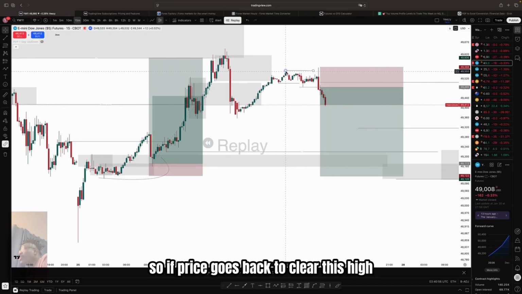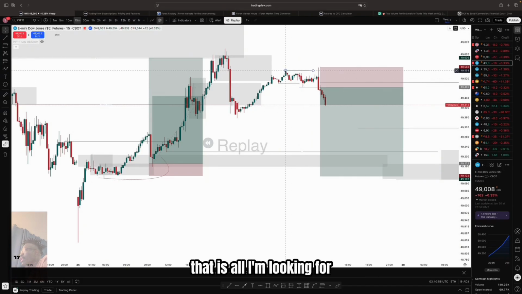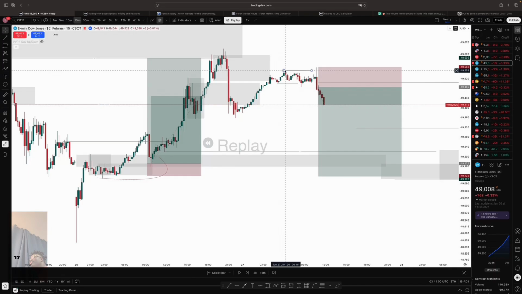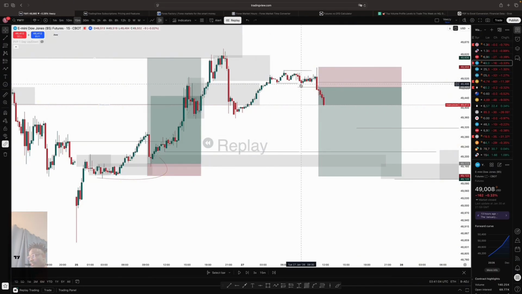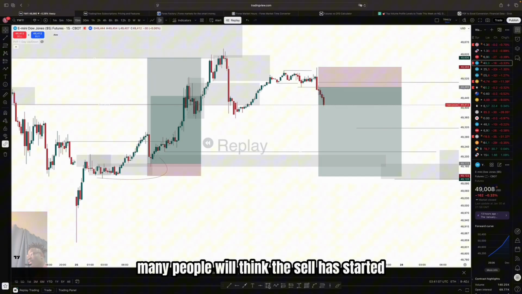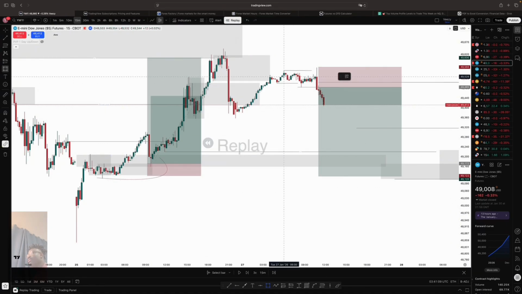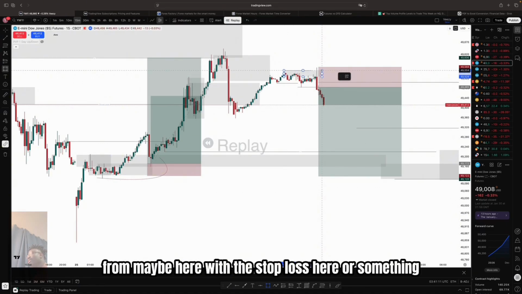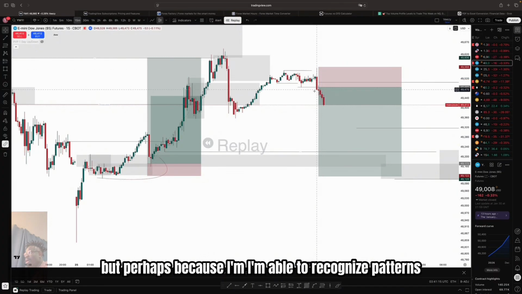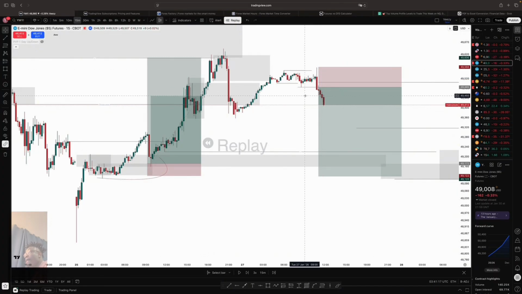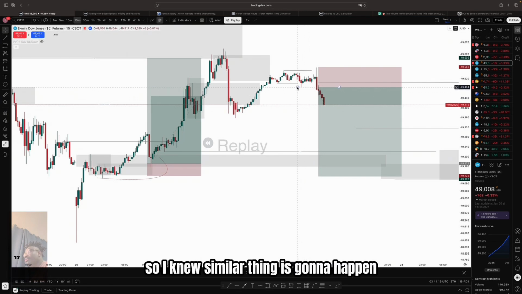So if price goes back to clear this high, that is all I'm looking for. This was a break of structure to the downside. Many people think the sell has started and then just start selling from maybe here with a stop loss here or something. I would have done the same thing too, but perhaps because I'm able to recognize patterns, I knew a similar thing was going to happen.